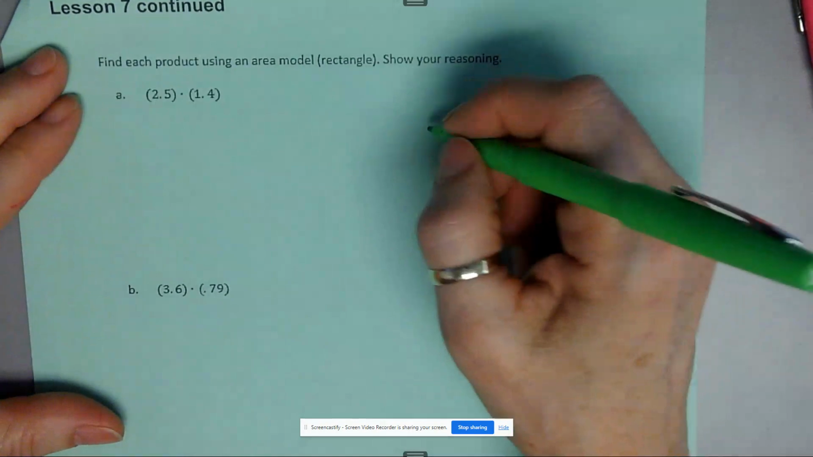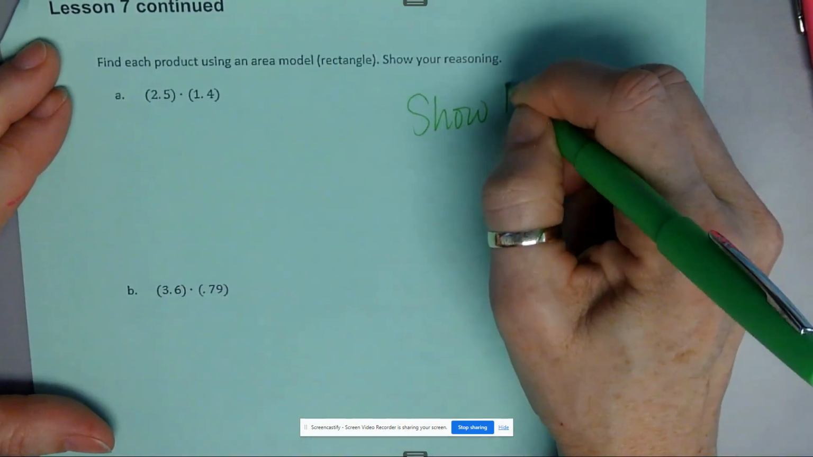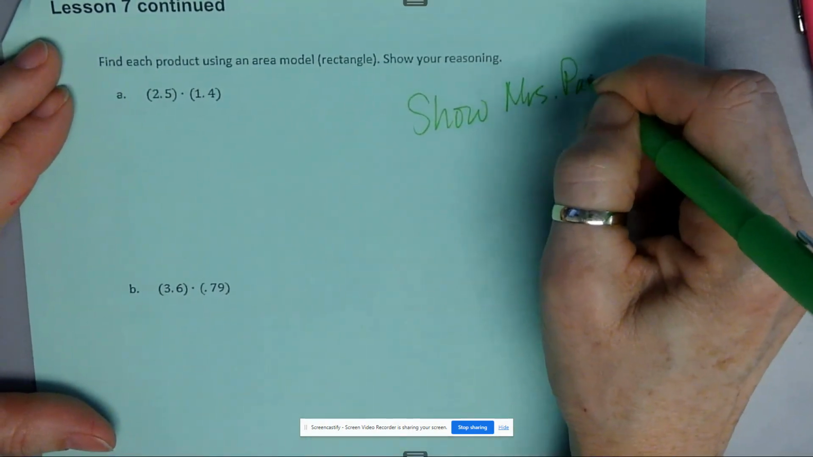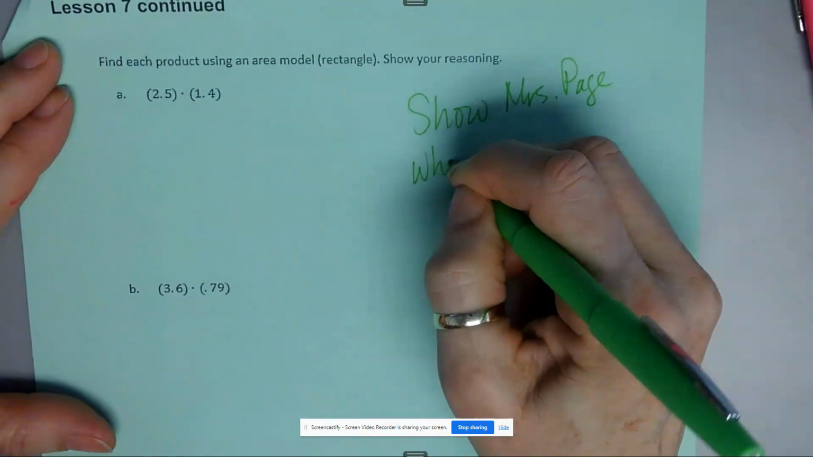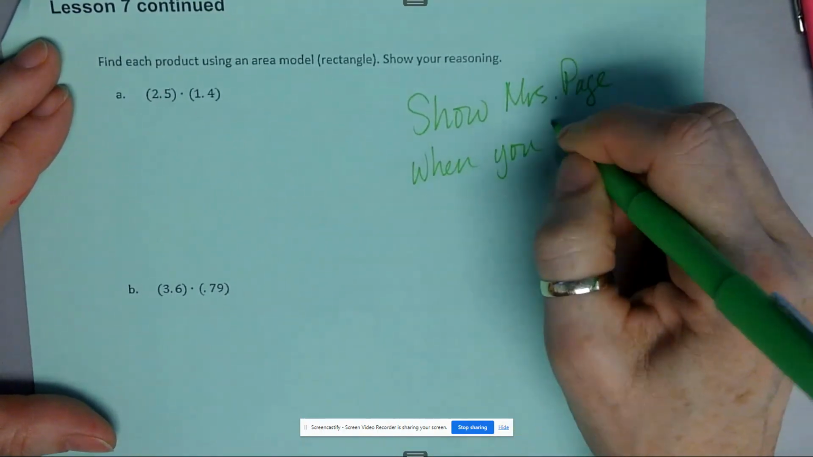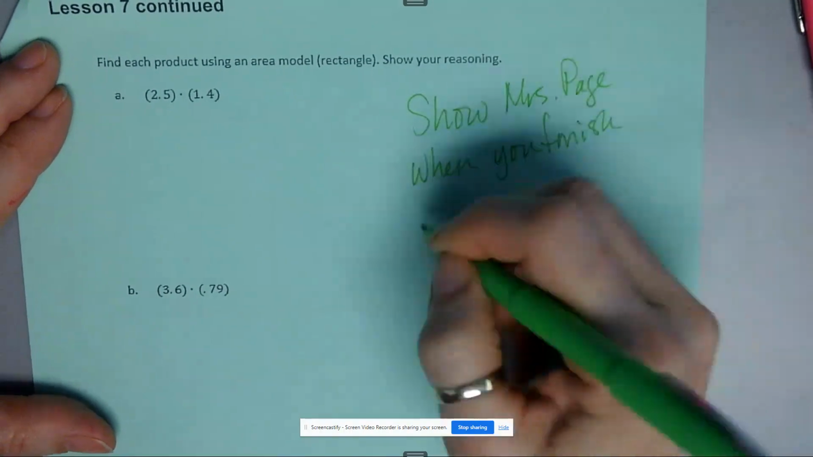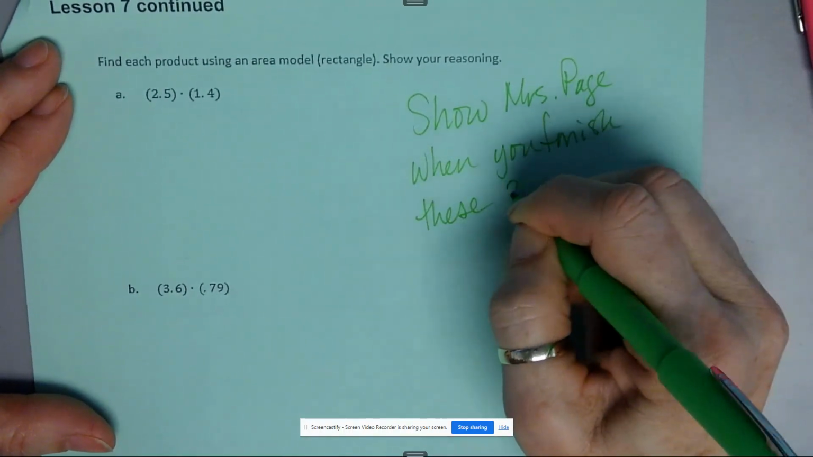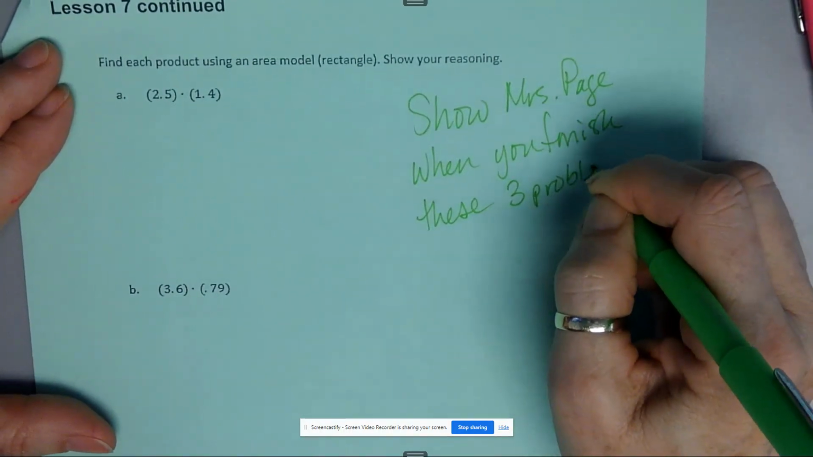Okay, more practice. Show Mrs. Page when you finish these 3 problems.